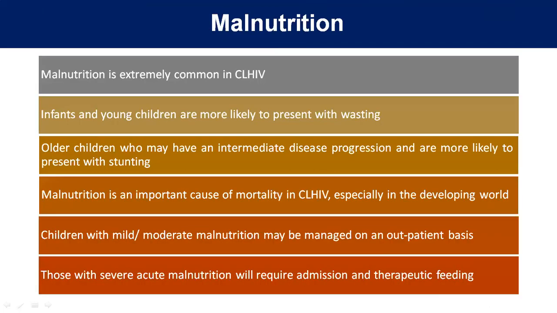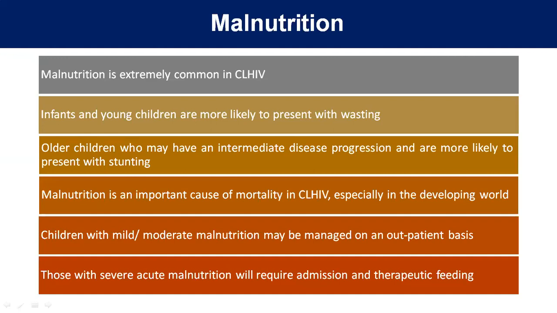So firstly, we will start with malnutrition, which is extremely common in children living with HIV. In our country, even in normal children, malnutrition is very common and more so in those with HIV. Infants and young children are more likely to present with wasting, that is, reduced weight for height. Older children who may have an intermediate disease progression are more likely to present with stunting, which is reduced height for age. Malnutrition is an important cause of mortality in CLHIV, especially in the developing world.